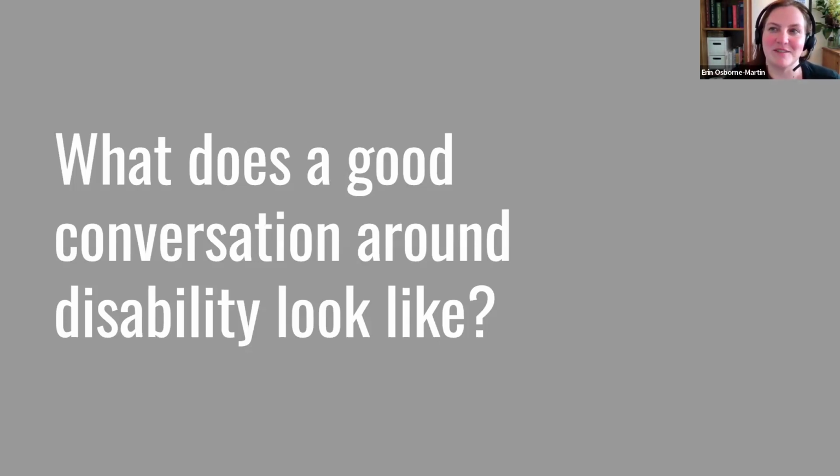But the general rule of thumb, I think, is just to ask people what they need, because everyone's needs are different. Ask them what their preferences are, because often preferences are different. Just ask. It's really totally fine. I think the biggest barrier to disability inclusion I tend to find is people feeling too afraid to ask, right? Because they're worried about causing offense.